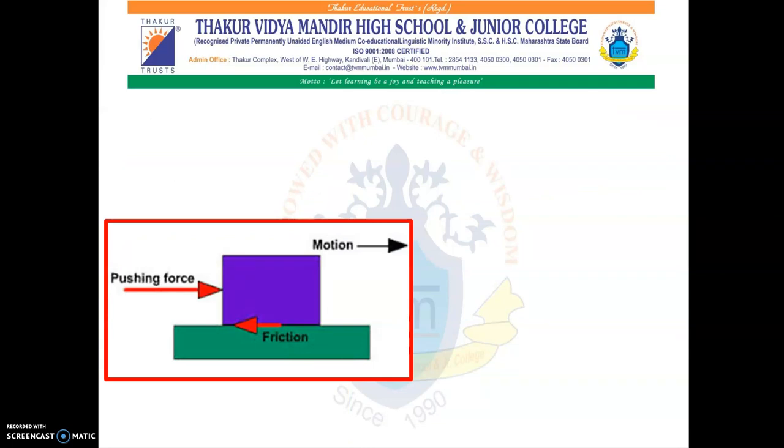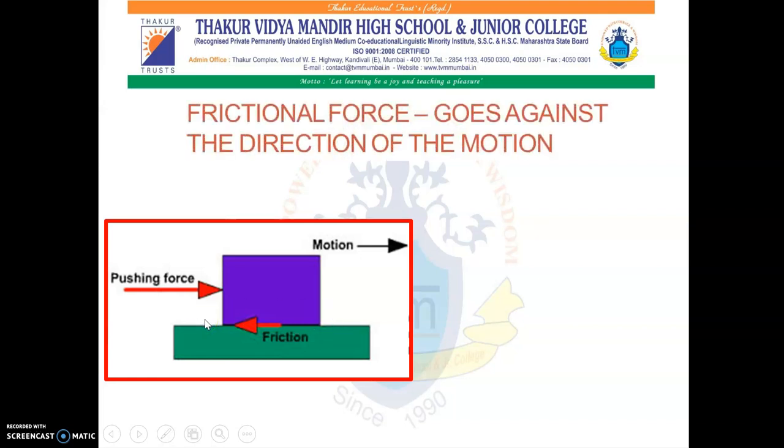When two surfaces rub against each other, the force of friction comes into play. Here, the two surfaces are the one which is purple in color and the other one which is green in color. So when this purple object is pushed, it will slide over the green object. The direction of pushing is towards the right, but the force of friction is going towards the left. Frictional force always goes against the direction of motion.